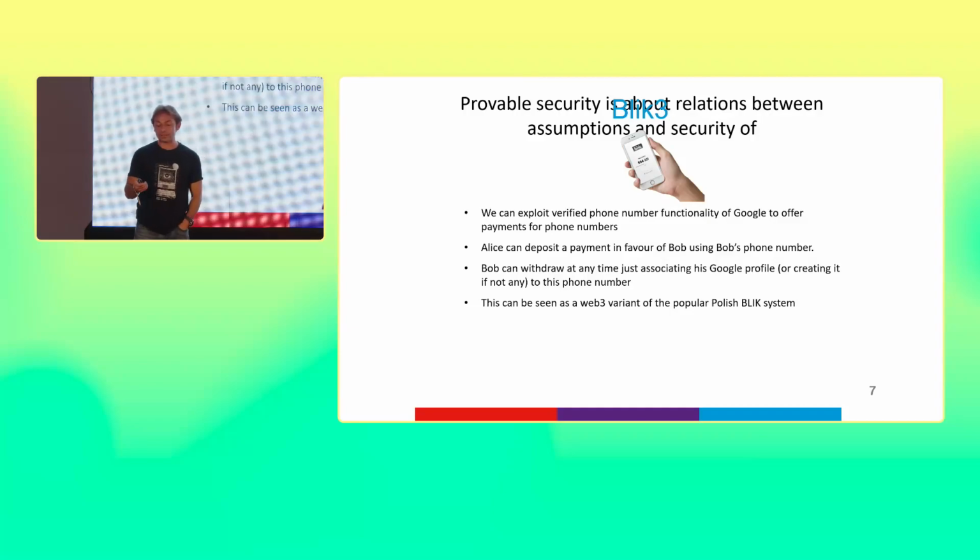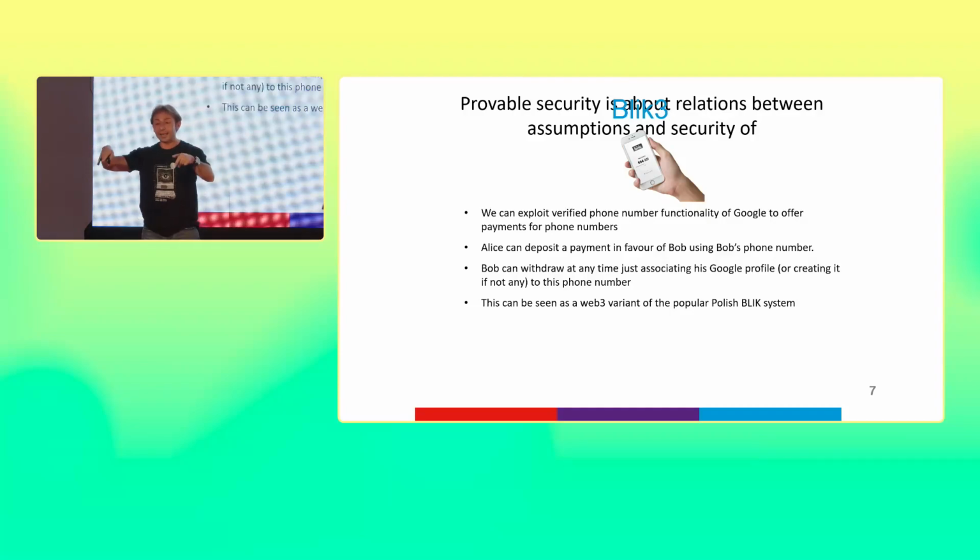So we can exploit a nice feature of Google that was actually even present before in Facebook but was removed, that is linking your Google profile to a phone number. So Alice could, for example, have just the phone number of Bob, and using the phone number of Bob can deposit coins in favor of Bob even before Bob created a Gmail account. So at withdrawal time, Bob could decide, hey, now I want to withdraw. I create a Gmail account. I can link my Gmail account to the phone number specified by Alice.